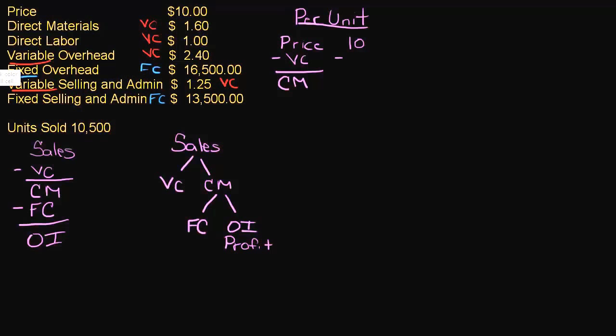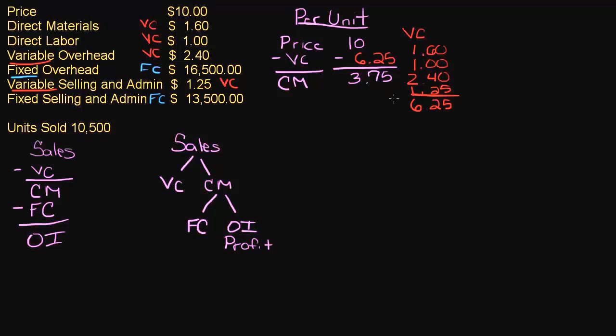So now let's go back. My variable cost is $1.60 plus $1 plus $2.40 plus $1.25. If we add that all together, we get $6.25. Okay, so we'll put that in for variable cost, $6.25. Now let's calculate our contribution margin. 10 minus $6.25 is $3.75. So now this is my per unit.